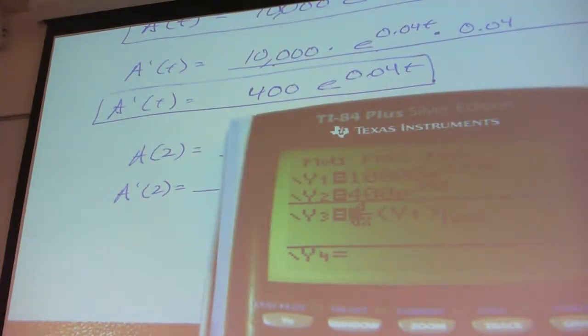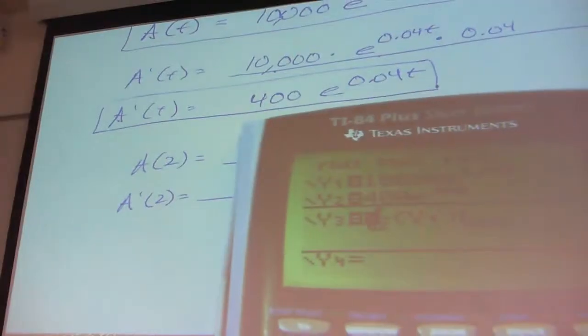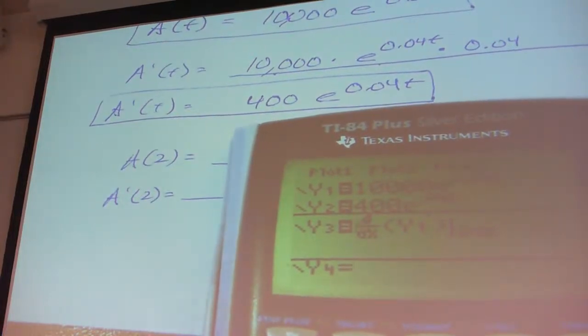So y1 is the original, 10,000 e to the 0.04x. y2 is the derivative, 400 e to the 0.04x. y3 is our derivative in the calculator. We're plugging in 2. What does 2 stand for again? 2 what? 2 years. And what will it tell me when I plug in 2 years? What does A stand for?